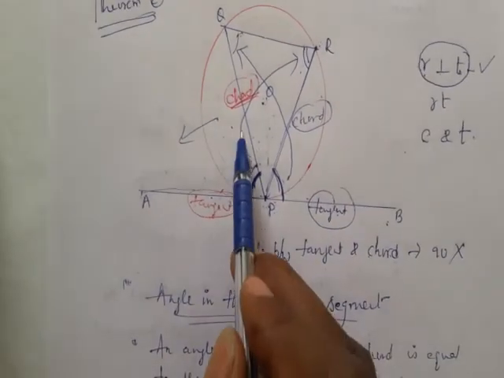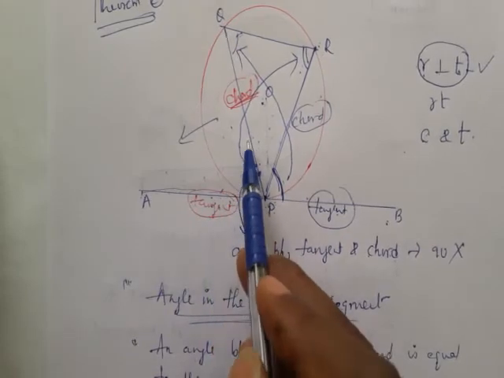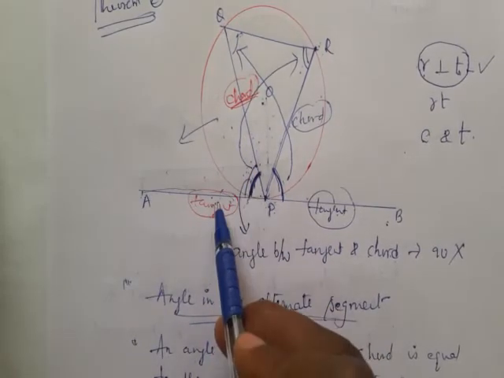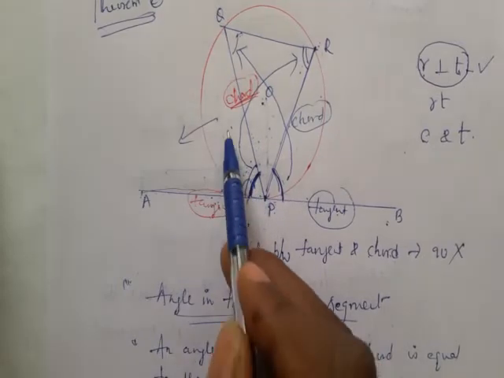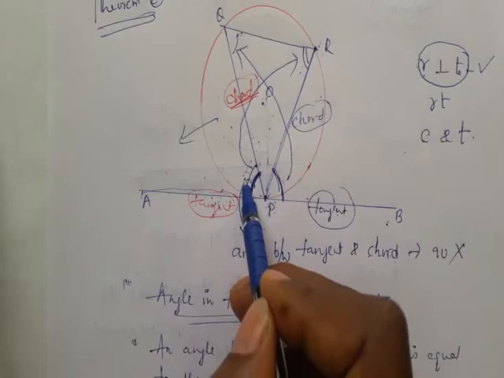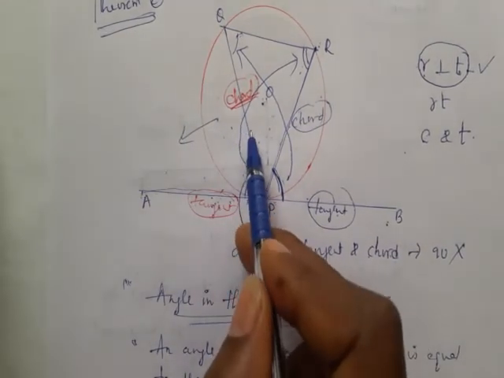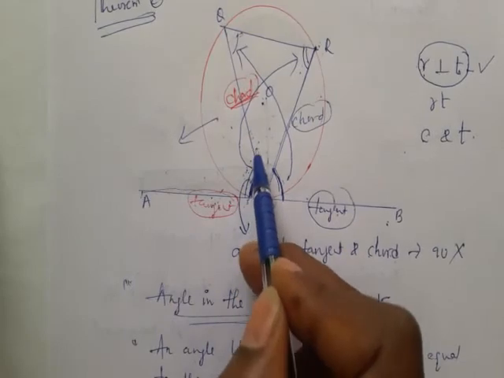Second theorem, chord and tangent will not give you 90 degrees. Then what does it give? Chord and tangent give a certain angle. That angle will be equal to the angle in the alternate segment. That means if you want to get this angle, the PQ chord angle, this angle is called the PQ chord angle.